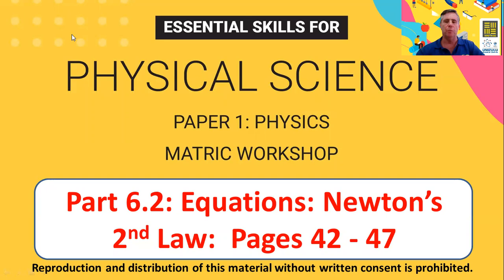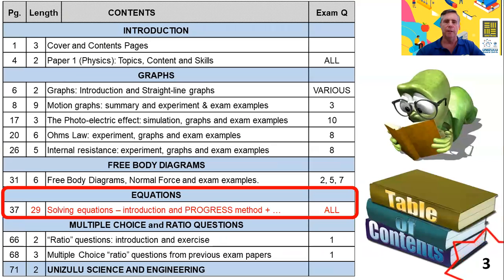But before we turn to page 42, as we always do, let's start at the beginning. Please go to page 3, just inside the front cover of your booklet. Let's look at the contents page to see where this section fits in. Remember, this is essential skills. We're considering 5 skills for physics: graphs, free body diagrams, equations, multiple choice, and ratio questions. And we're looking specifically at the equations section here.